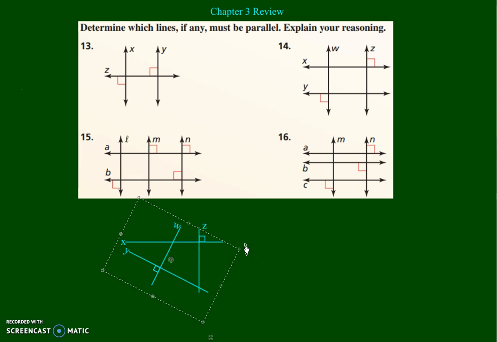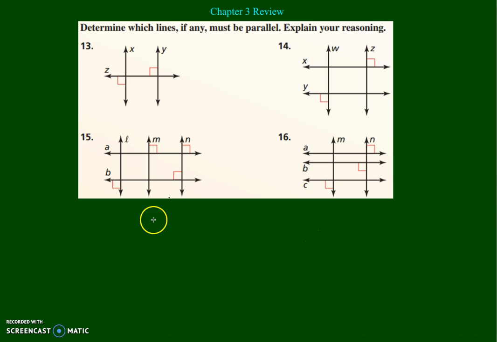Even though they appear to be parallel, there's no way we can prove that they're parallel with the information that we're given. So our conclusion for problem 14 is no lines are parallel. We'll just write none. And now on to problem 15. In problem 15, we have several active relationships.